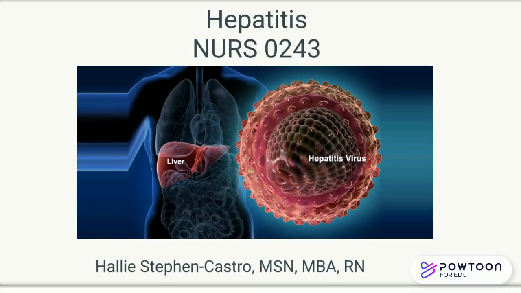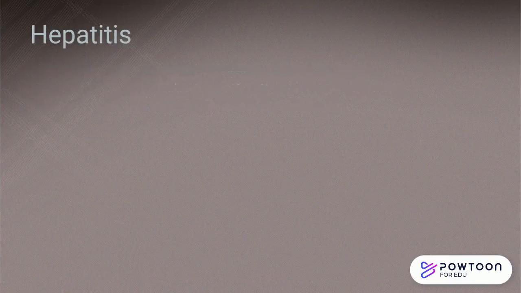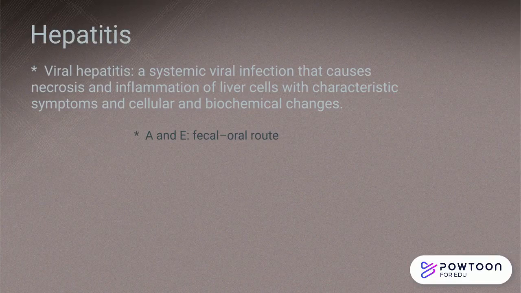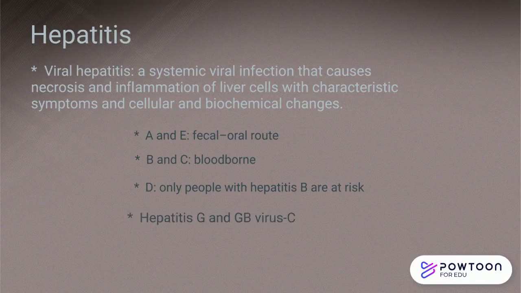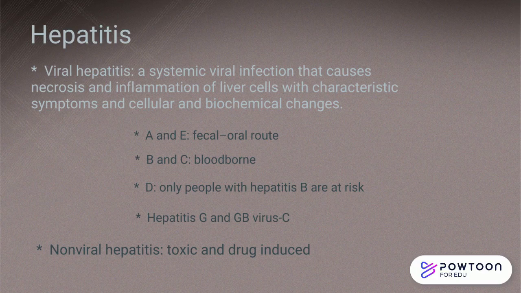Particularly, we're going to focus on hepatitis A, hepatitis B, and hepatitis C. Viral hepatitis is a systemic viral infection that causes some necrosis and inflammation in the liver or causes liver damage. It can be acute or chronic. There are 5 main types, A, B, C, D, and E. Again, our focus is primarily going to be on A, B, and C.